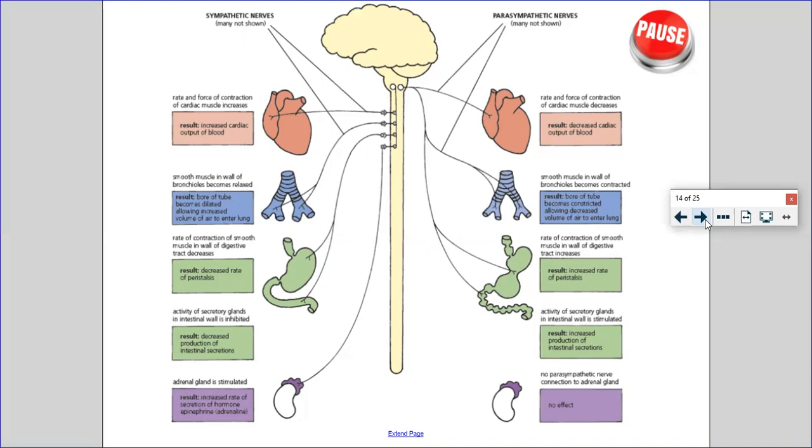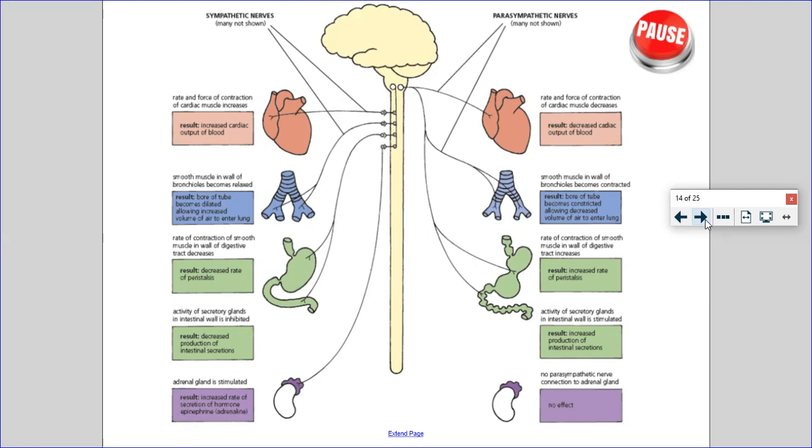And we can see on the opposite side, the parasympathetic nerve has an antagonistic effect. In other words, it affects the same organs, the heart and the lungs, but it has the opposite effect to the sympathetic nerve. So the parasympathetic nerve slows down the heart rate and the breathing rate. But just notice the green examples, the sympathetic nerve does not always increase things.